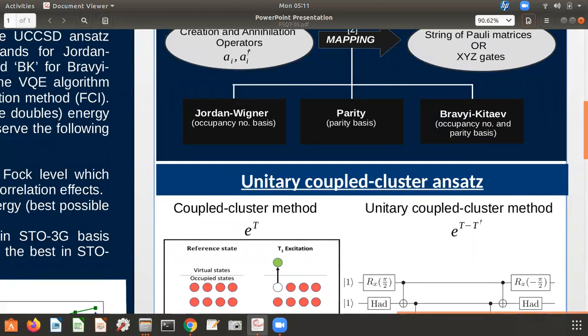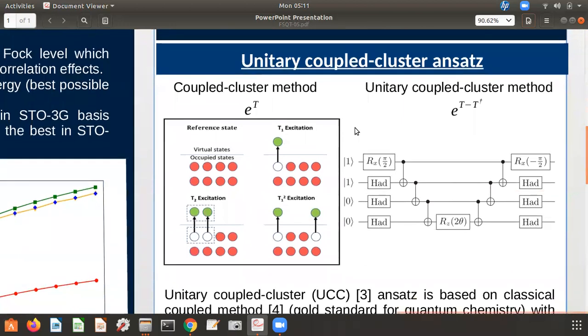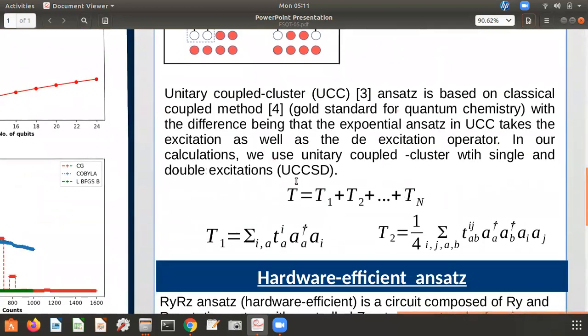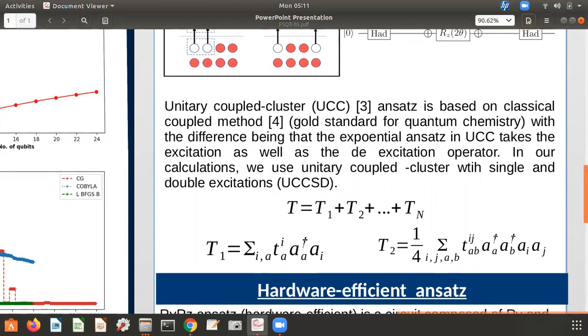Now coming to the U theta, that is the ansatz we take. It is based on the classical coupled cluster method, which uses an exponential ansatz. There are some virtual and occupied states. It deals with basically the excitations, the single excitations as well as the double excitations. If you see this expression here, the exponent T is T1 plus T2 and so on, and you see this is the single excitation and this is the double excitation.